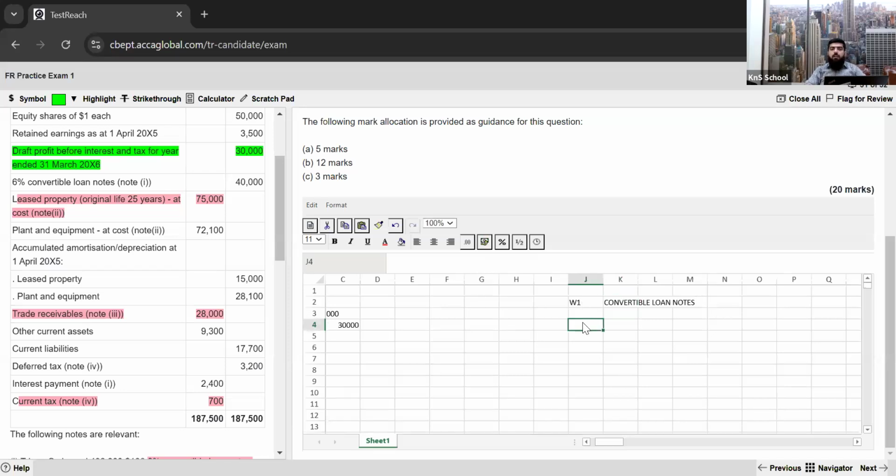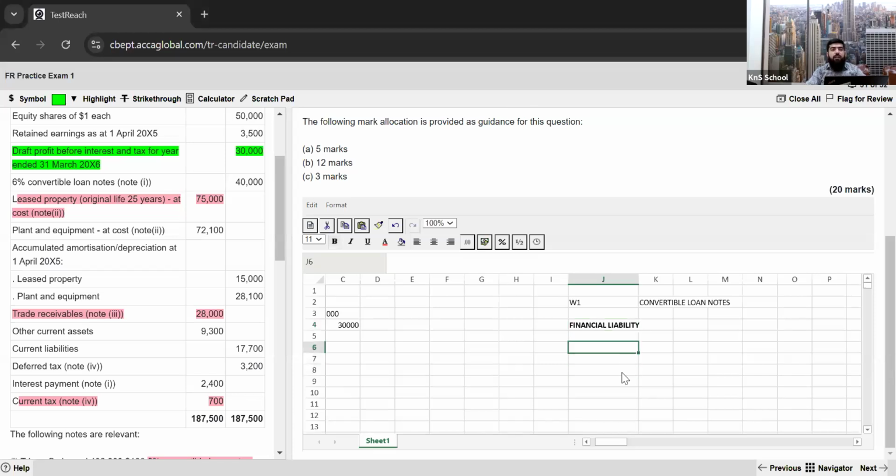Convertible loan notes. Now let's recall how the convertible loan notes will be adjusted. First of all, IFRS 9 states that you need to calculate the financial liability, because for convertible loan notes we perform split accounting, and in split accounting we record both the liability as well as the equity. Yes, very good. Liability as well as equity.